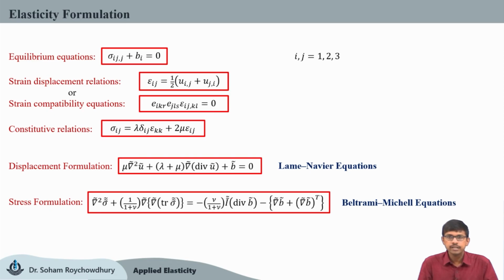So, in the Lamé-Navier equation, we have three equations involving three displacement components, which are used for displacement formulation with the known displacement boundary conditions, whereas for the Beltrami-Michell equations, we have 6 independent equations over 6 stress components, and those are used for solving the stress boundary value problems with the given traction boundary conditions on the surfaces.